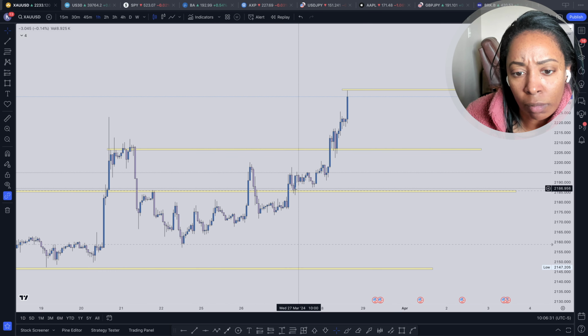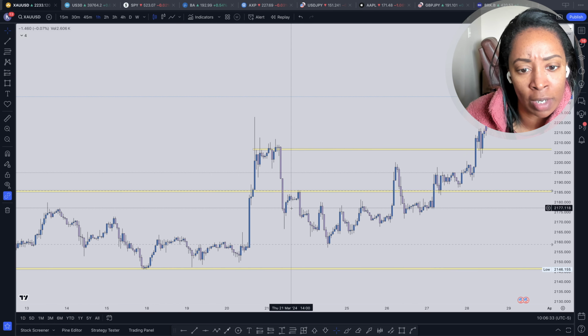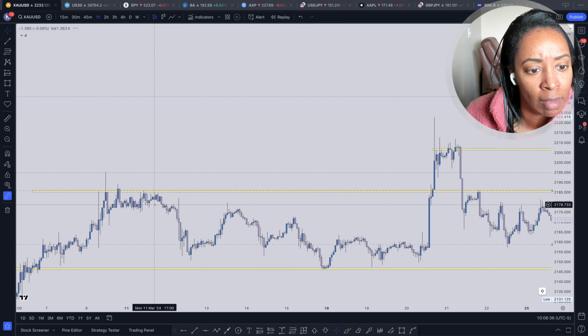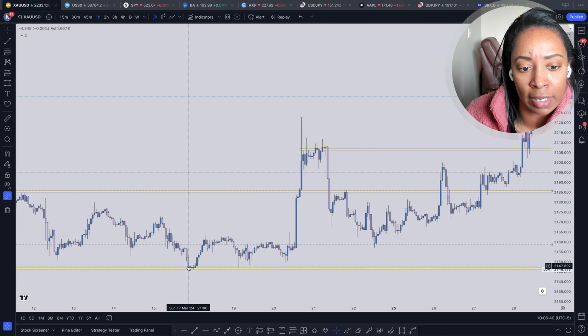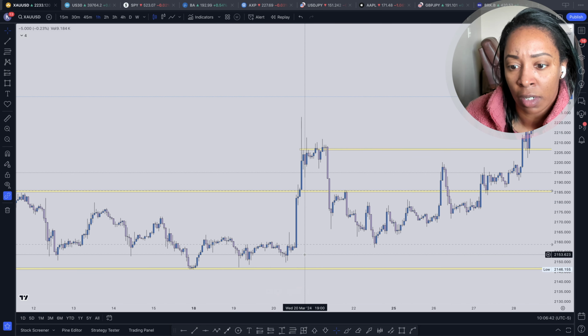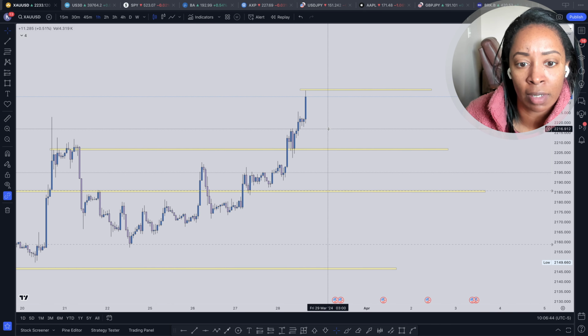So this is still looking good on the H1, still looking good. This is still looking good. And then down here, I'm still satisfied with these levels down here. So all of that still looks good to me.